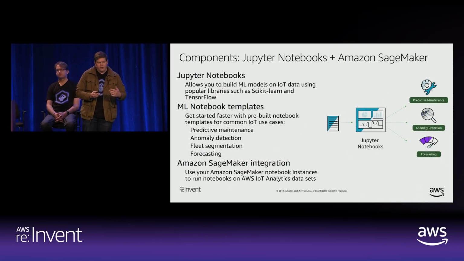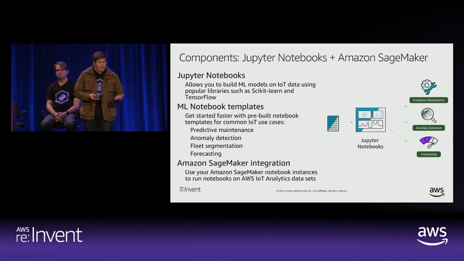As I mentioned, you're able to take those data sets and push them into Jupyter notebooks through our integration with SageMaker. So this allows you to build your machine learning models, and then you can actually containerize those Jupyter notebooks and deploy them back into the service. So you can build and train your models. To help you get started, we've provided a couple ML notebook templates for predictive maintenance, anomaly detection, fleet segmentation, and forecasting. These are for if you don't have a lot of experience with machine learning. So they're pretty basic, but they're great starting points to get you up and running.